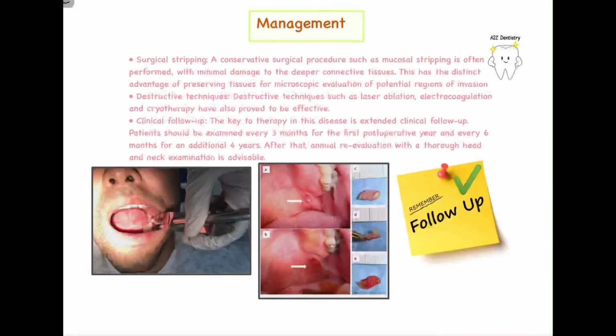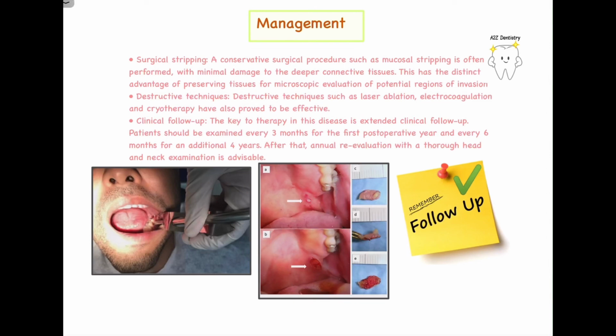Other options of treatment which we can consider here is surgical stripping. Now surgical stripping is a very conservative way in which we strip off the mucosa, right? And this is performed in such a way that it is least damaging to the tissues. A very thin section of mucosa is removed and there is minimal damage to the deeper connective tissue. Now the main advantage of this therapy is that we are preserving the tissue for microscopic evaluation, right?